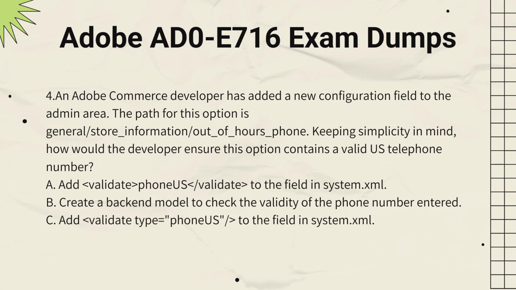4. An Adobe Commerce developer has added a new configuration field to the admin area. The path for this option is general/store_information/out_of_hours_phone. Keeping simplicity in mind, how would the developer ensure this option contains a valid U.S. telephone number? A. Add a validation to the field in system.xml. B. Create a backend model to check the validity of the phone number entered. C. Add a different validation to the field in system.xml.